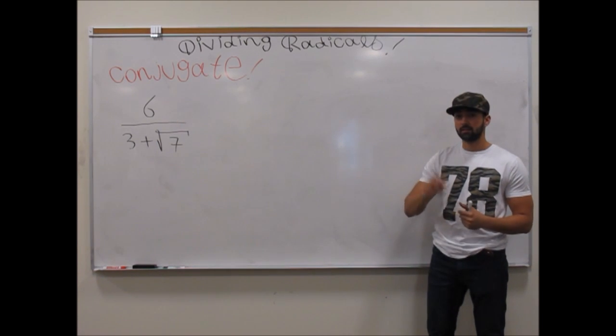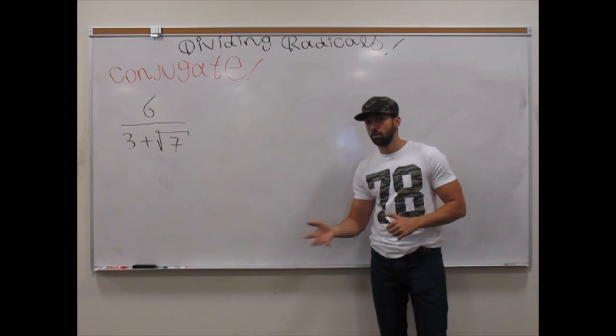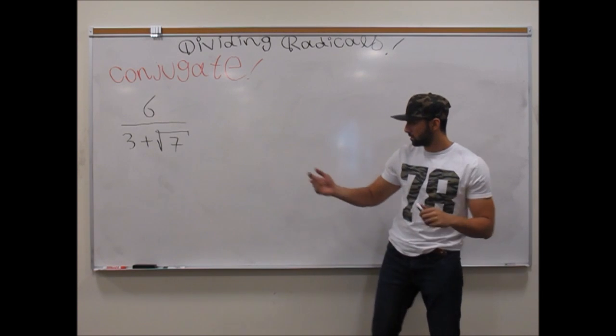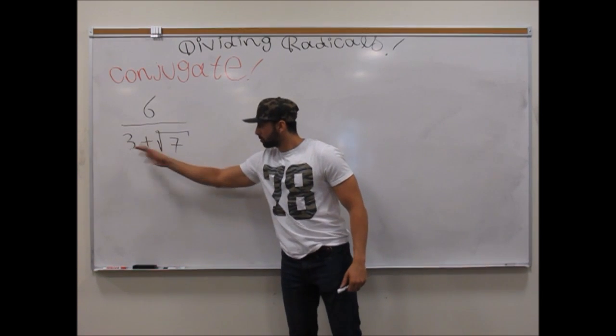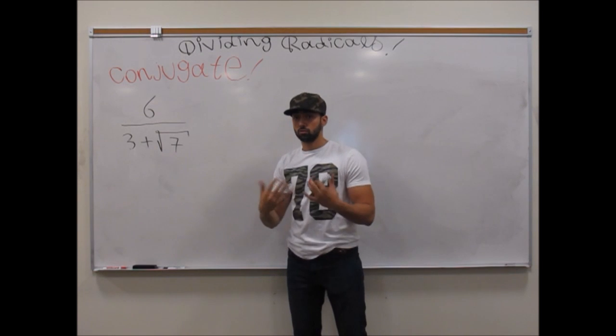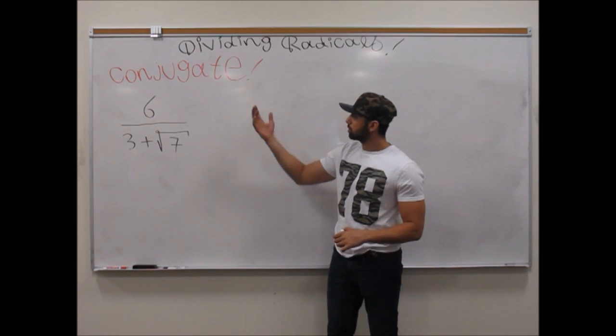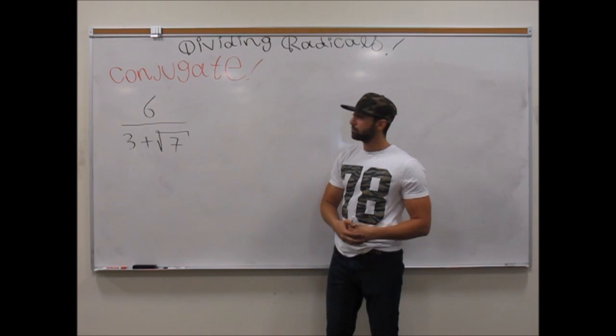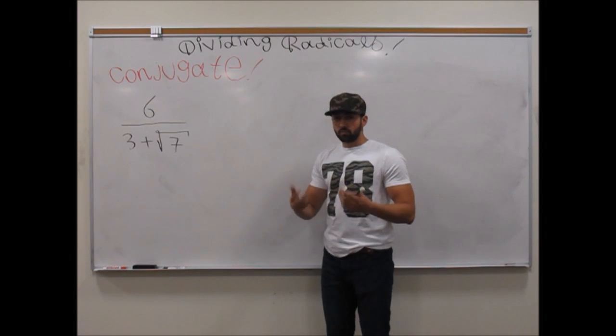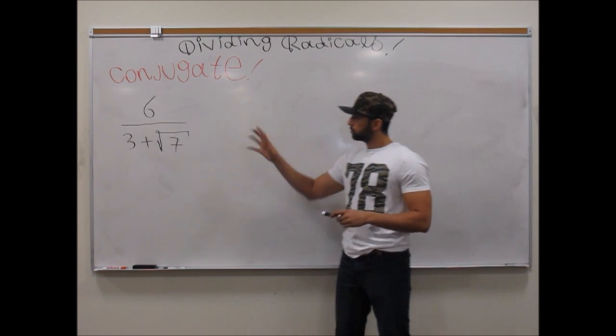Alright, so we're going to move on to the conjugate method. It's really like the second type of rationalizing the denominator that I was talking about. Because see, now you got something being added or subtracted onto that radical. It's not just the radical by itself. So we're going to go about using the conjugate method. So I want to just review something before we do the conjugate method.